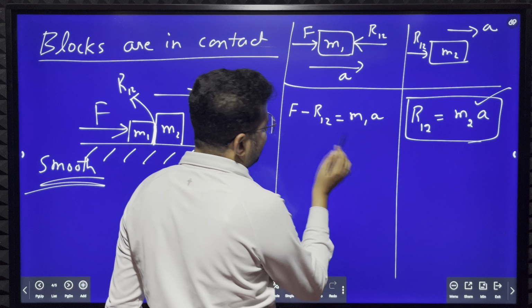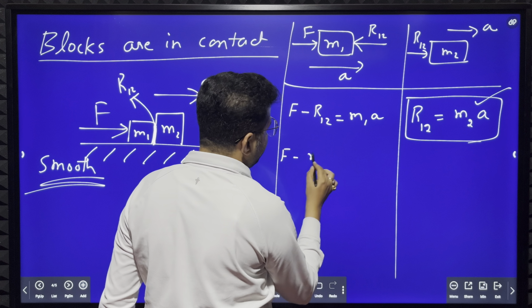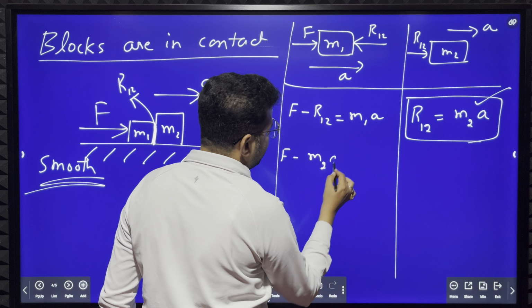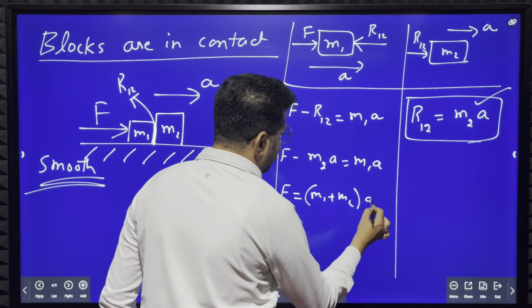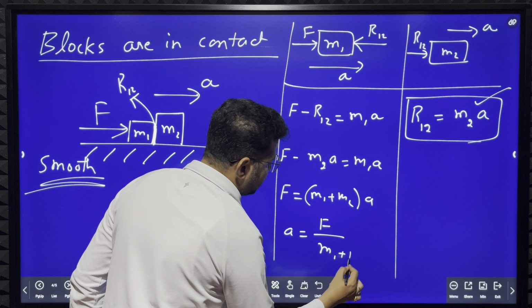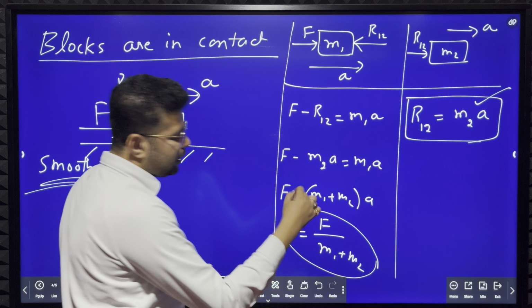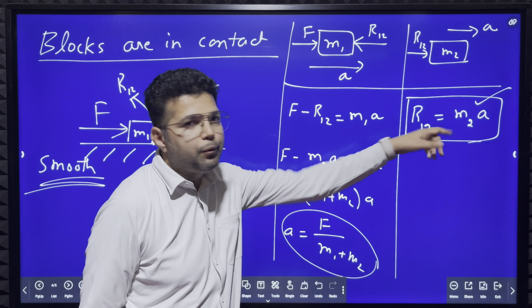Then what about the equation for acceleration? Here I will write F minus R12, which is m2a, equals m1a. Correct? So F equals m1a plus m2a, so F equals m1 plus m2 into a. So acceleration is equal to force divided by total masses. This we already knew, but we derived it using the free body diagram. The reaction force is m2a.